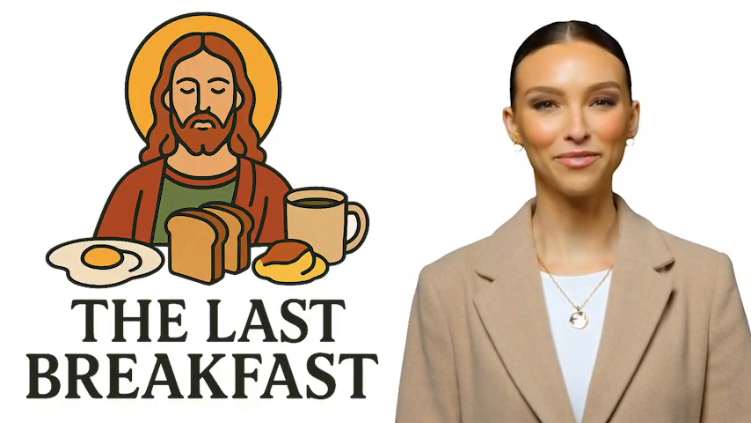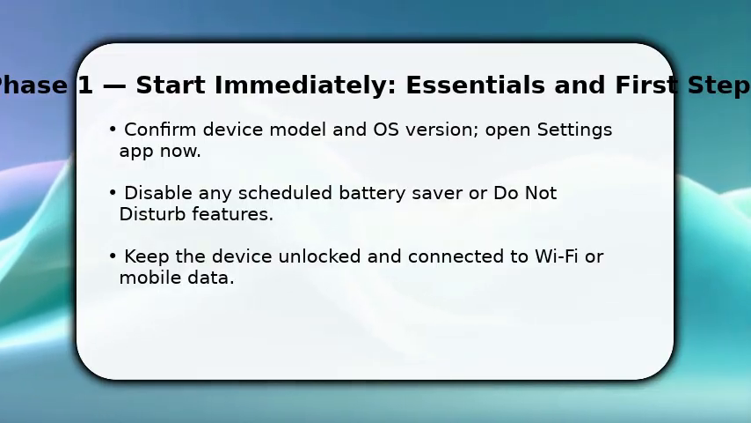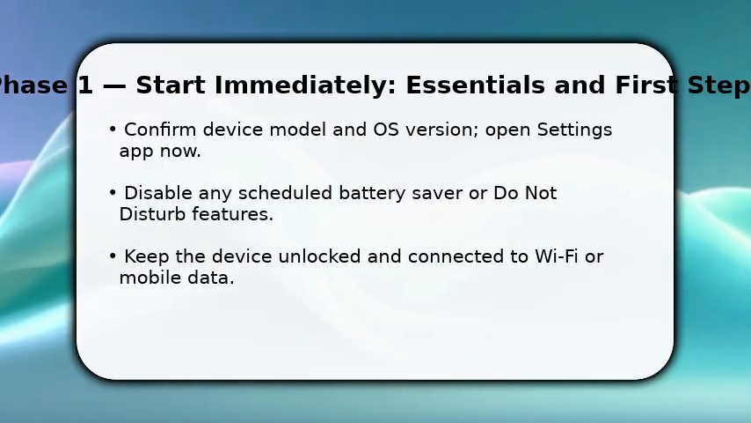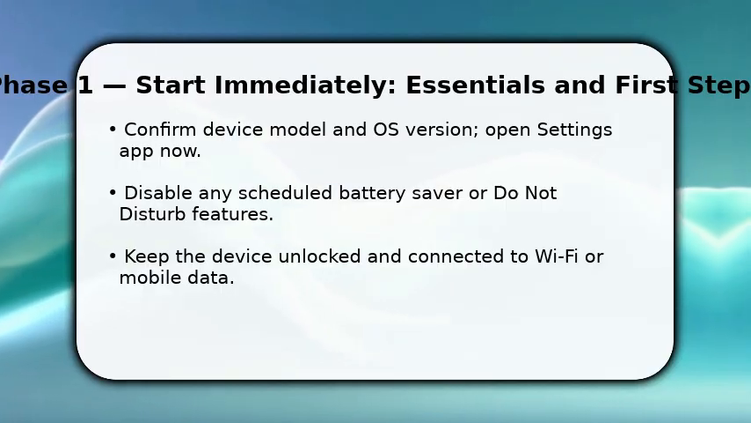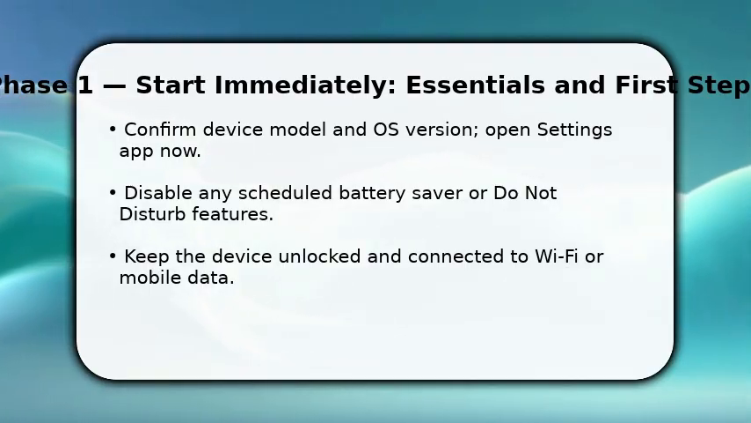You begin by confirming your phone model and OS version because menus differ. Open Settings and go straight to Connections or Network options. Look for Airplane Mode toggle. Once done, check battery or power settings to ensure scheduled power saving isn't forcing airplane mode.